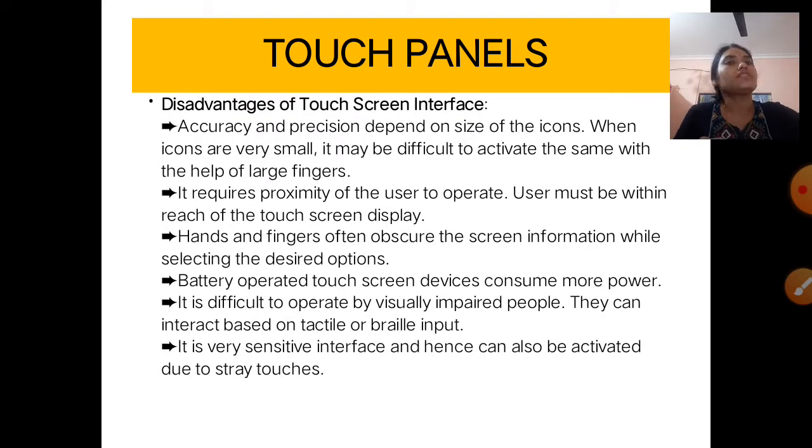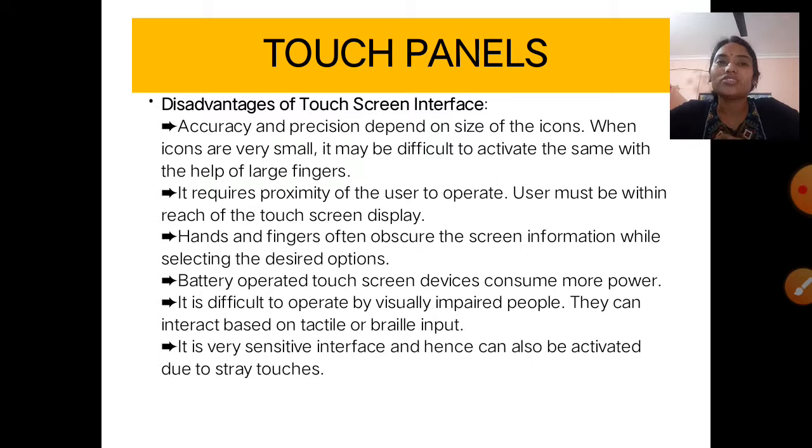Next one is disadvantages. Accuracy and precision depend on the size of the icons. When icons are very small, it may be difficult to activate them with large fingers. It requires proximity of the user to operate. The user must be within reach of the touch screen display. Hands and fingers often obscure the screen information while selecting the desired option.